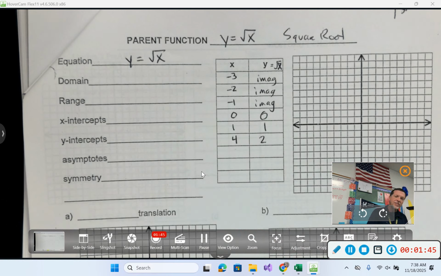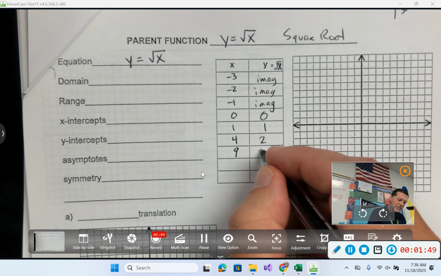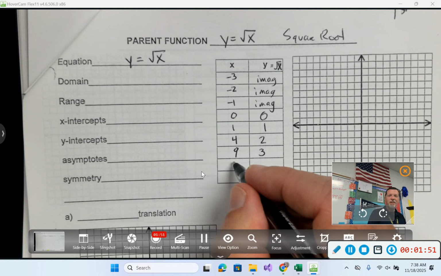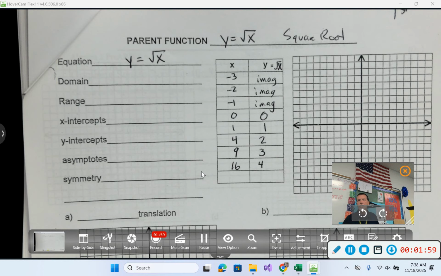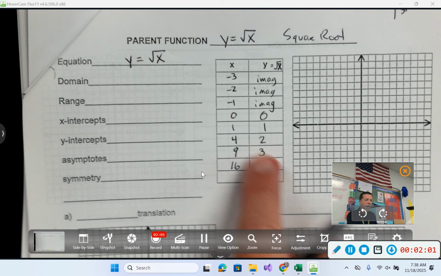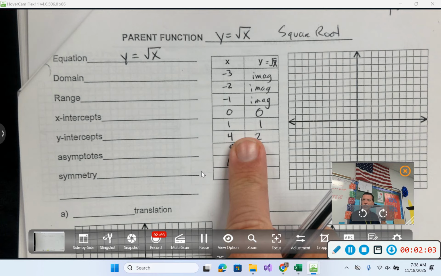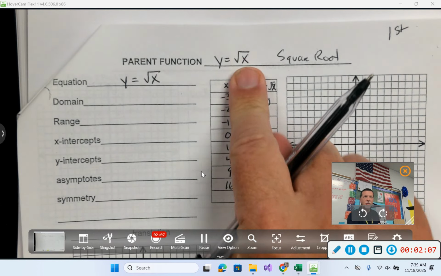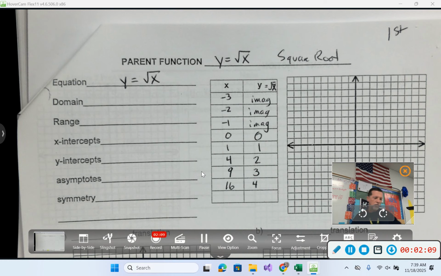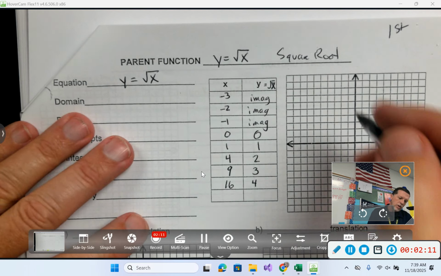And what would be the next good value of x to plug in? 9, because the square root of 9 is 3. And the next good values will be off the graph here: 16 and 4, 25 and 5, and 36 and 6. So it feels like the x and y have switched from y equals x squared, but that's because this is the square root. It's the inverse function, so the x and y are switched.